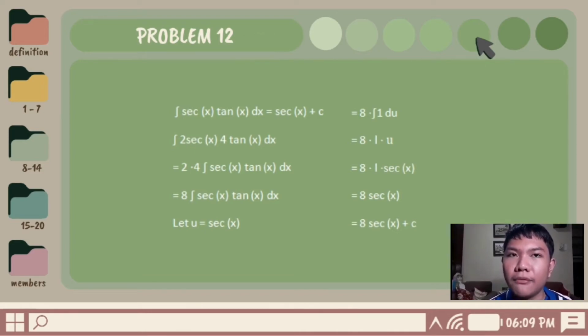Once we're done simplifying, apply the U-Substitution method, wherein we would get the value of u as secant of x and an expression of 8 multiplied by the integral of 1 du. And by applying the constant rule, we will get an expression of 8u. Last thing to do is to substitute back the value of u and add the constant c to the expression, which will give us a final answer of 8 secant of x plus c.